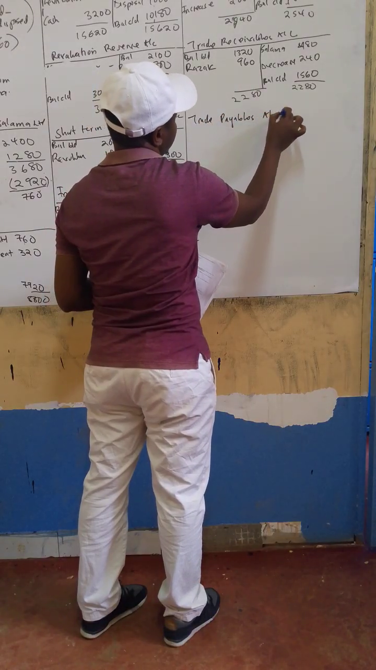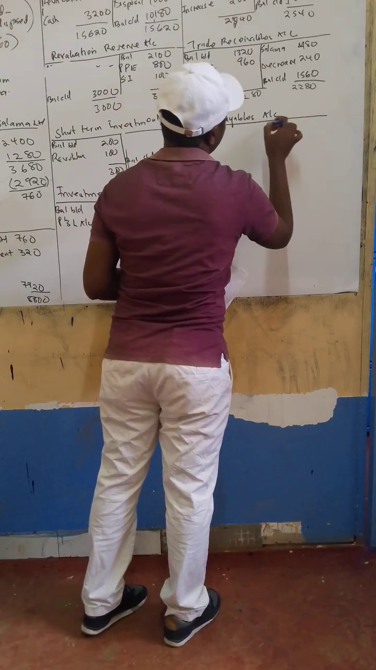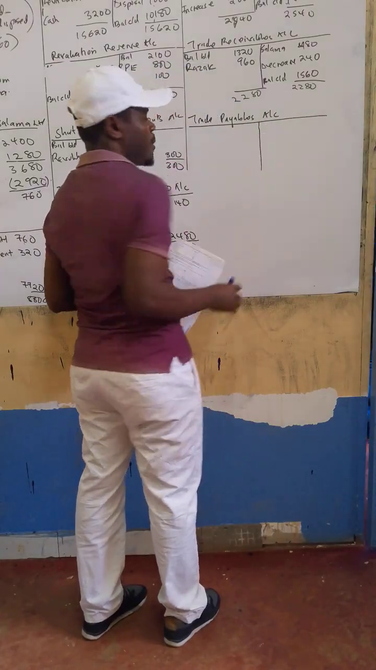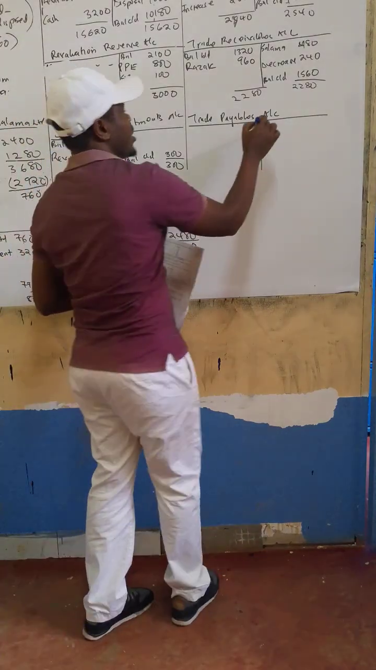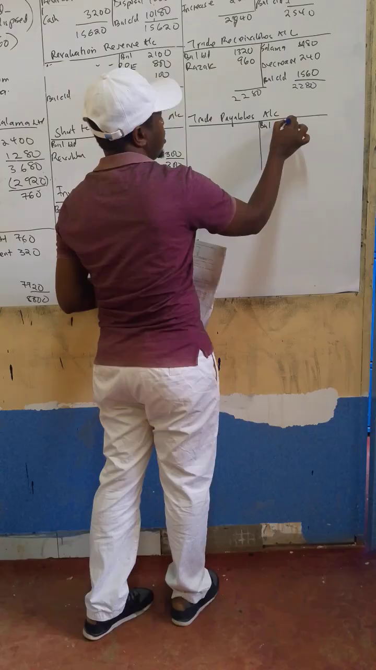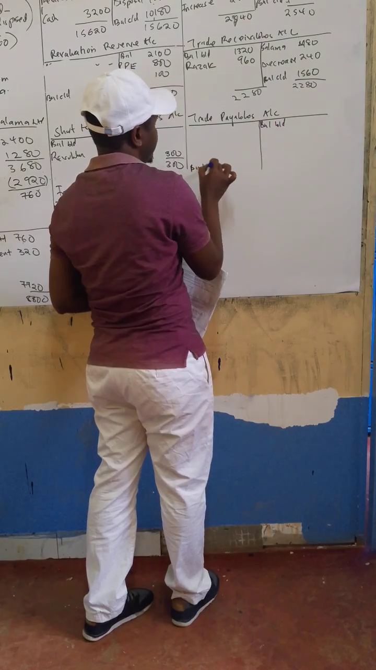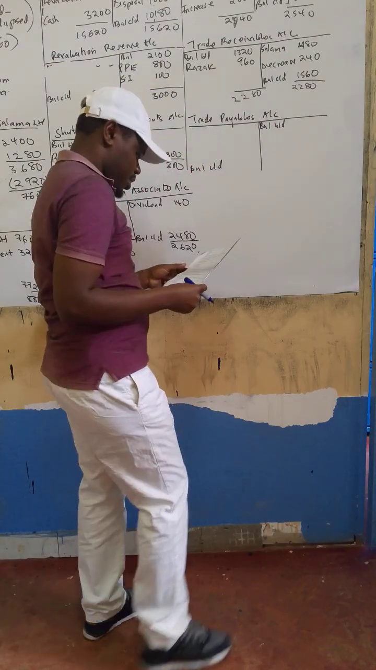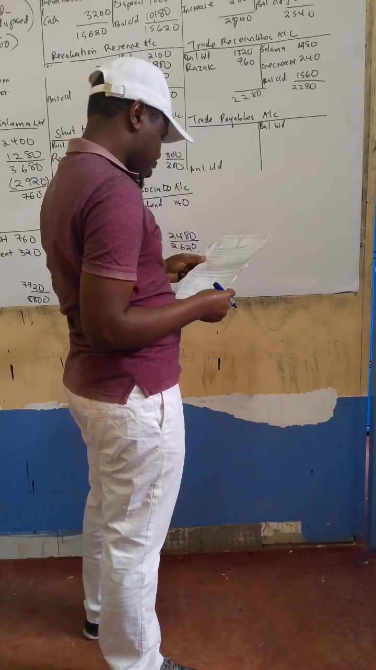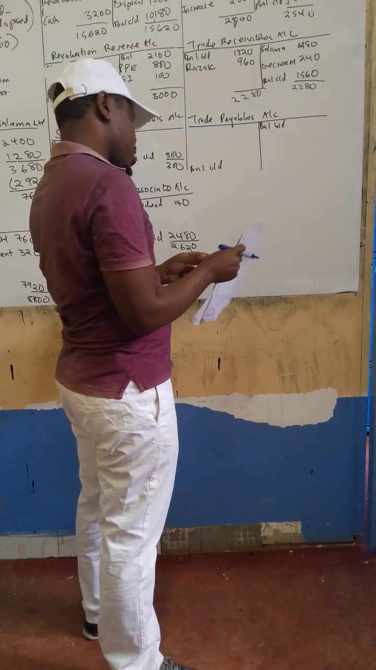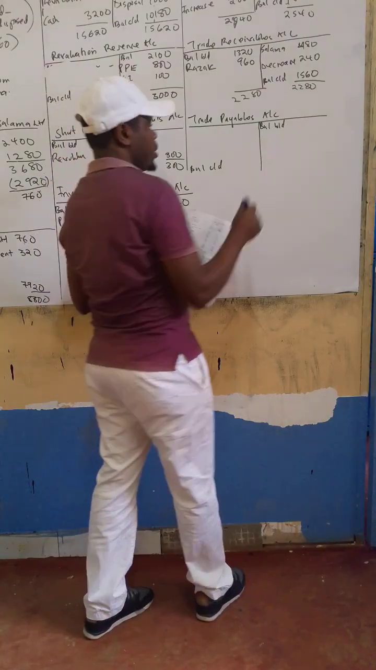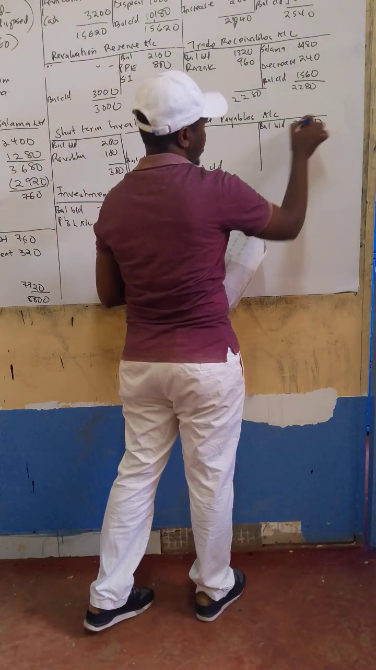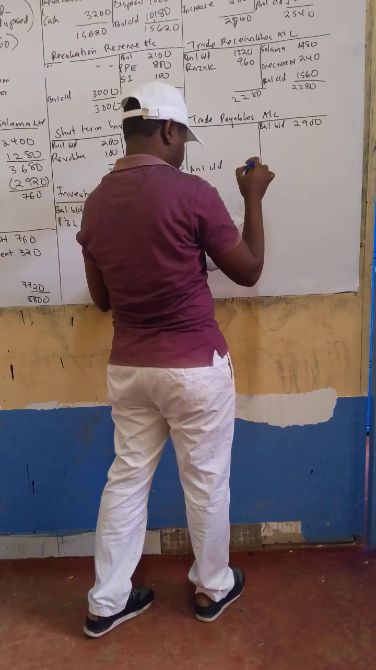Trade payables account. Because this is a liability, it has a credit balance brought down and a debit balance carried down. So the credit balance brought down and the debit balance carried down. Here the balance is 2900. This is becoming 3200.